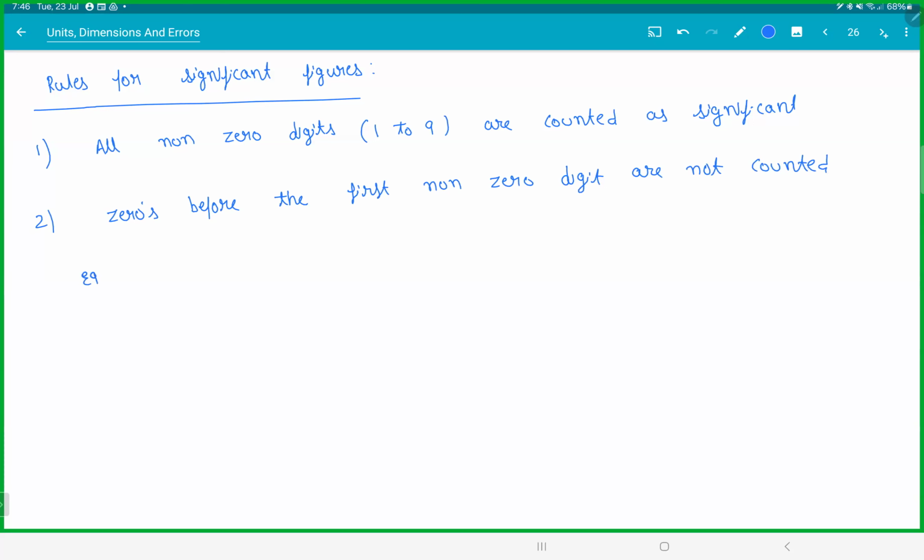Example: the best thing about this is that examples are what make sense. With statements alone, you won't get much of an idea. So listen to the examples, and if you feel like there's some other example, you can ask me also. So take 0.23. Now see, that 0 in the front is useless. It is just there for the namesake. So this has only 2 SFs.